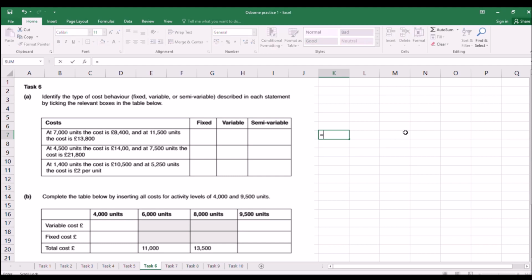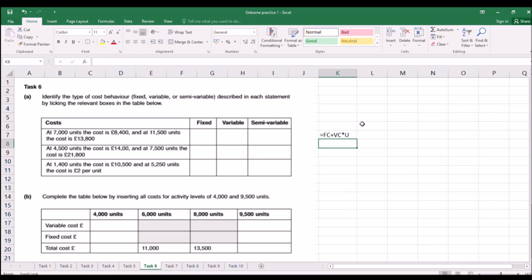Let's just write this out. So it's fixed costs plus the variable cost rate times by the number of units. Right, okay. So that's what our thing looks like. Or alternatively, if we're doing an equation, it would be y is equal to m, the gradient of the slope, times by x plus c, the point where it crosses the y-axis, which is the fixed cost.